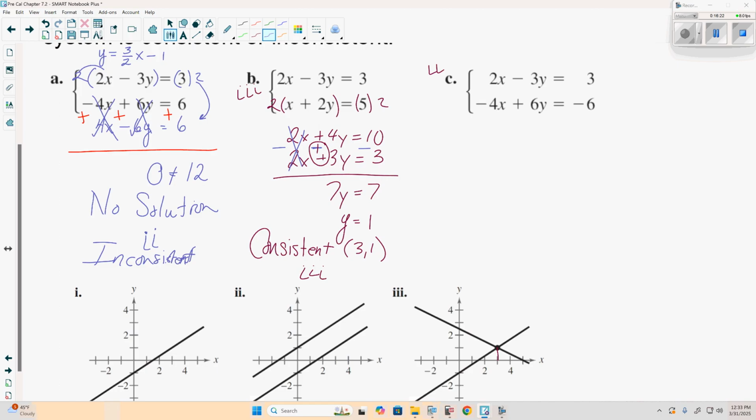Well, we know that this last one has to be connected to the graph I, because it's the only one left. Now, if we solve this one here, just like with the first one, x and y are both good ones to solve for, or eliminate first. And actually, in either case, we can just take the first one and multiply both sides of the equation by 2, giving us 4x minus 6y equals 6.